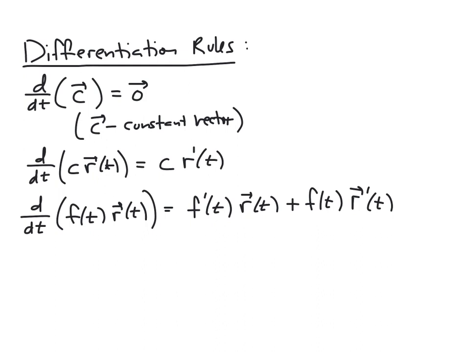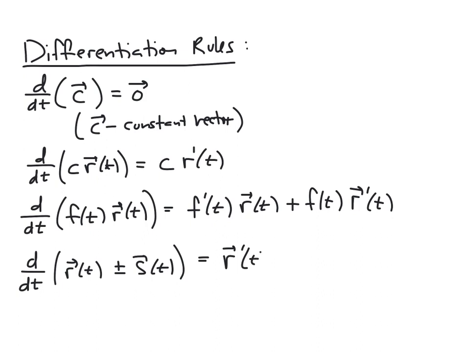Okay. We also have the sum and difference rules, which I'm going to write as one rule. So if I have a function r of t, and I want to add or subtract to that a function s of t, which is also a vector function, this is simply the derivative of r plus or minus the derivative of s. So these are the standard basic rules: the rules for constant multiples, or constant vectors, for scalar multiples, both with scalars themselves and with scalar functions, and the sum and difference rule.